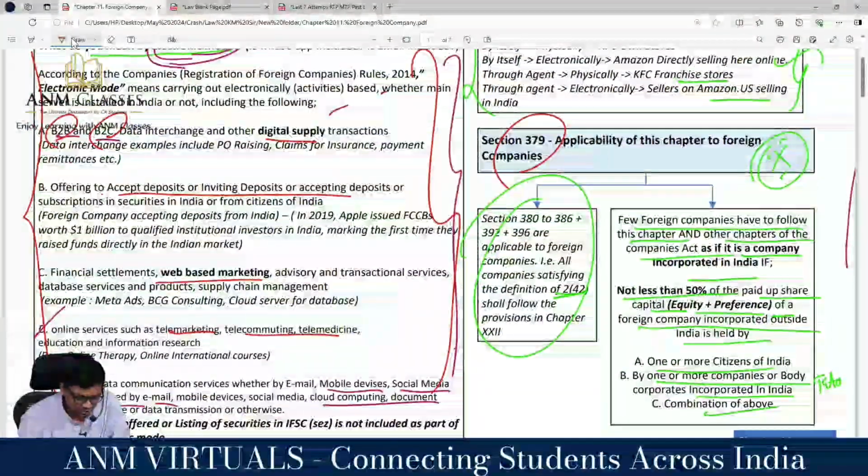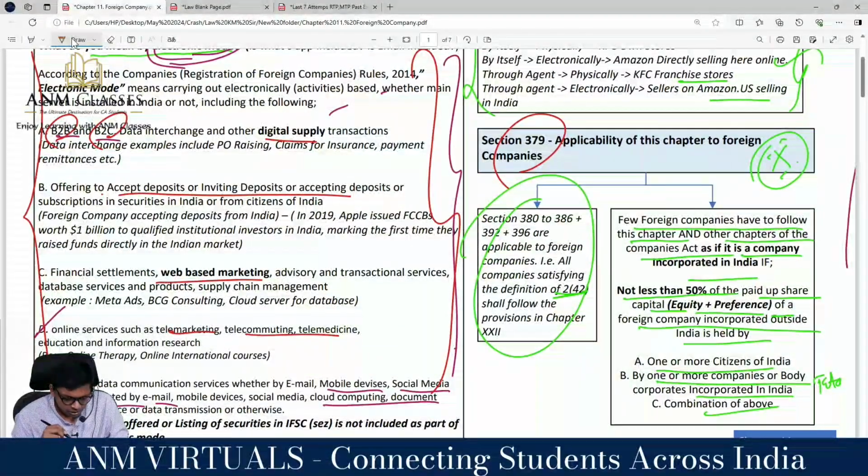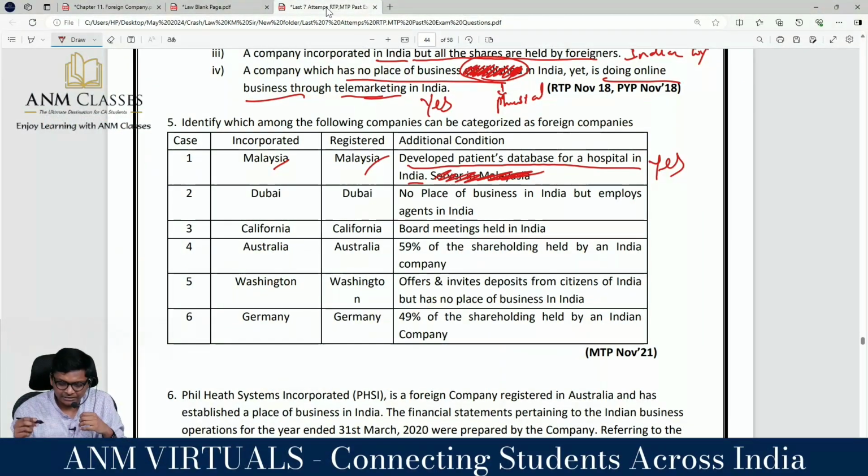Find database. Cloud. Where is it? Point number C. Transaction and database services and products. So this database is very important, guys. Any word covered here, like telemarketing database, gets covered. Yes.